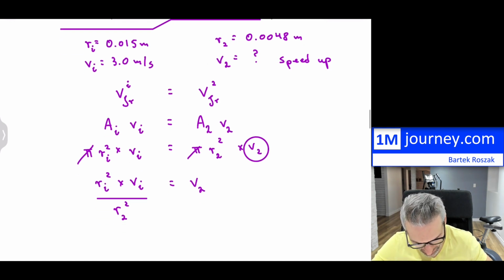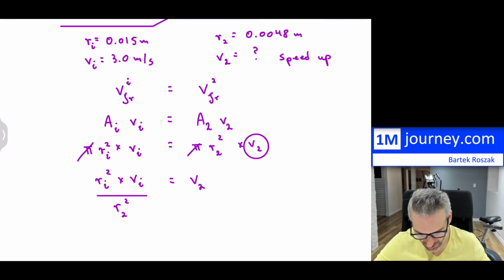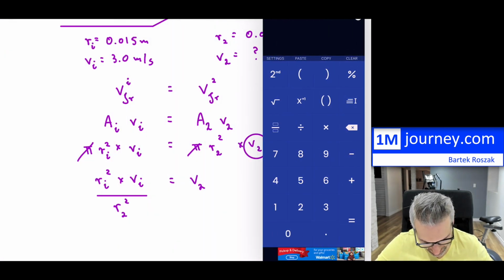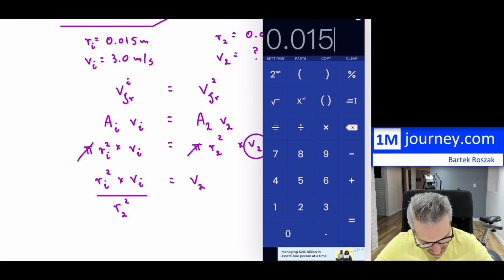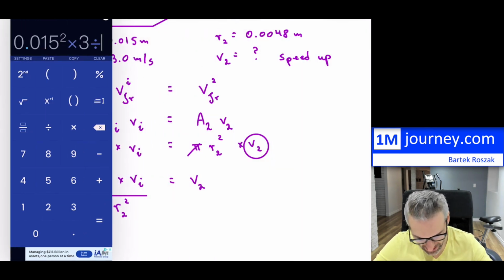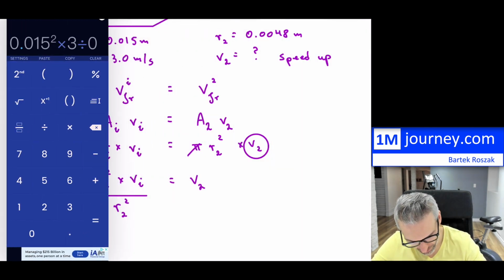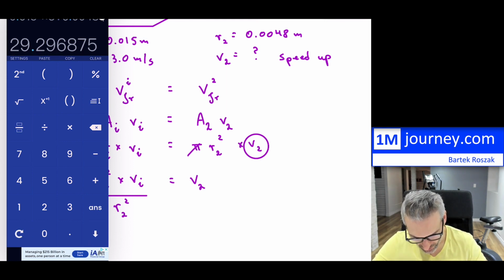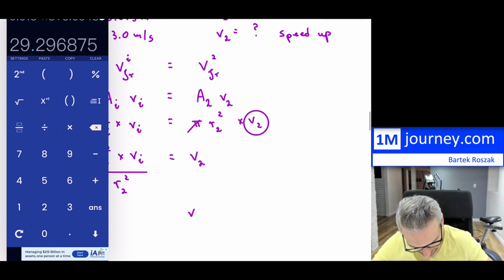Now we have all of this information, so I can plug it in and solve it. The initial radius, 0.015 squared, is multiplied by that speed, which is 3 meters per second, and then divided by that second radius, 0.0048 squared, equals. So this actually moves pretty quick. Notice v2 has sped up a lot.